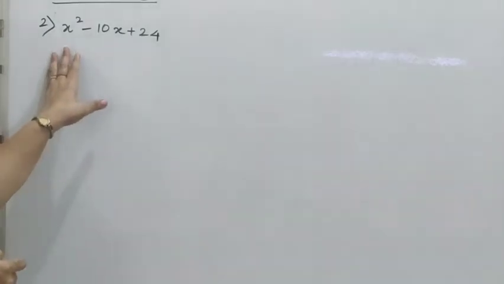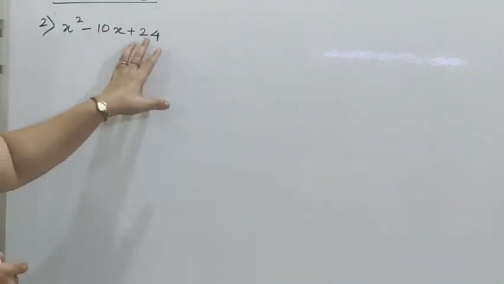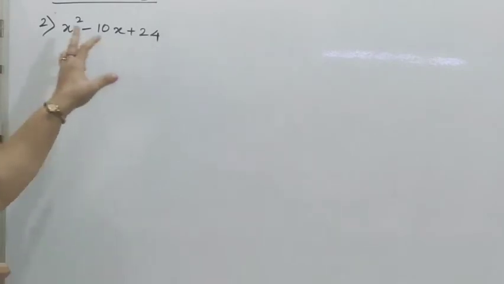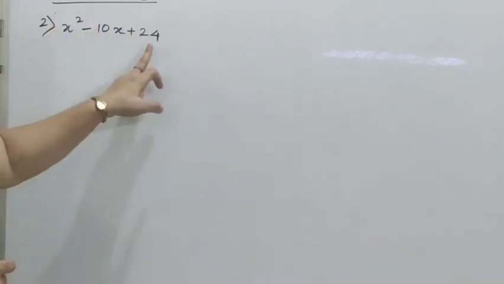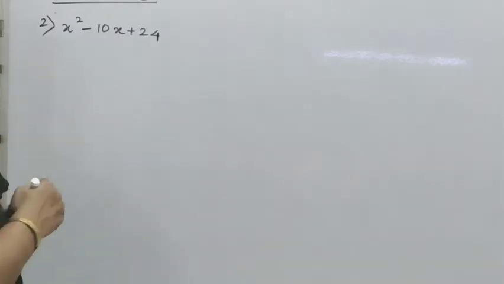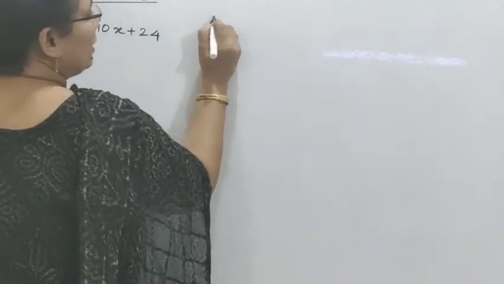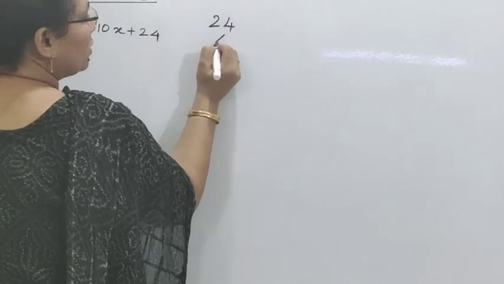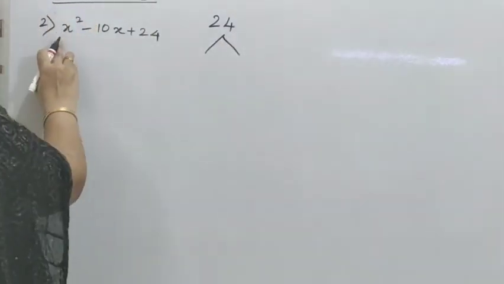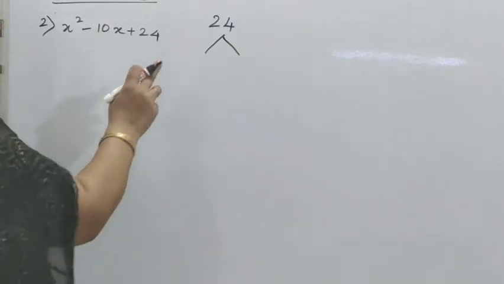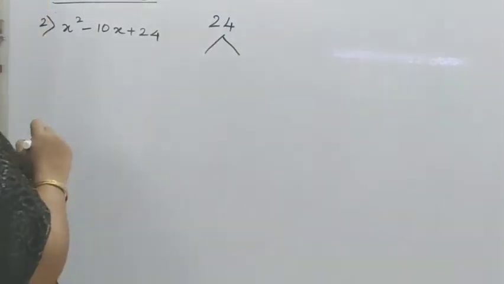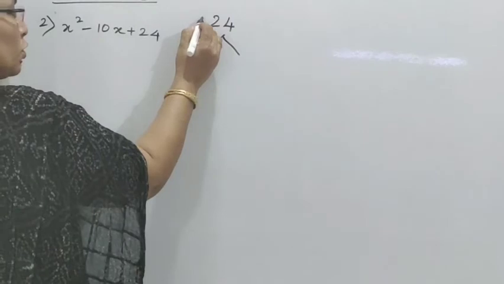Now we have the expression x square minus 10x plus 24. So what is the coefficient of x square? It is equal to 1. What is the constant term? 24. So now you understood the idea. How did we get this 24? The coefficient of x square is 1 and the constant is 24. So taking the product 1 into 24, we are getting 24 only. Now it is plus 24 only.